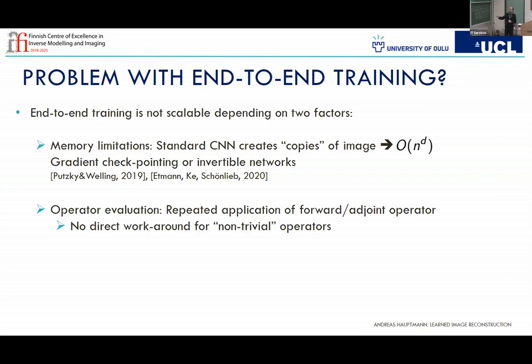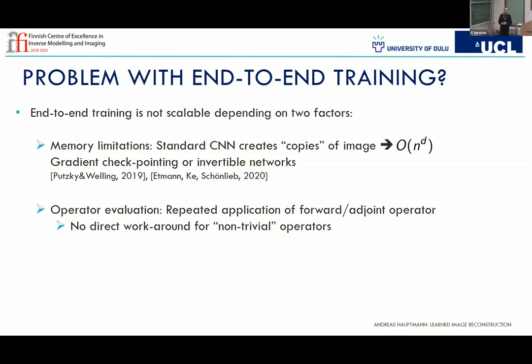And as I mentioned, the major problem is actually that the evaluations of the forward operator become prohibitive. In our case, the accurate forward simulation takes about 15 seconds. And then we need to do the backward, and then we also need to calculate the gradients. So that becomes very expensive.